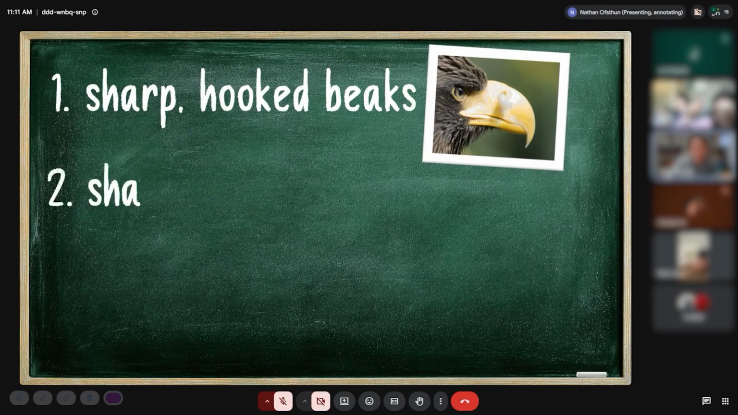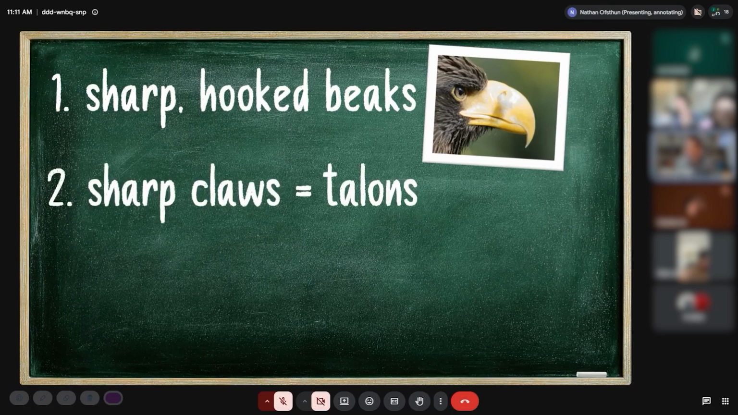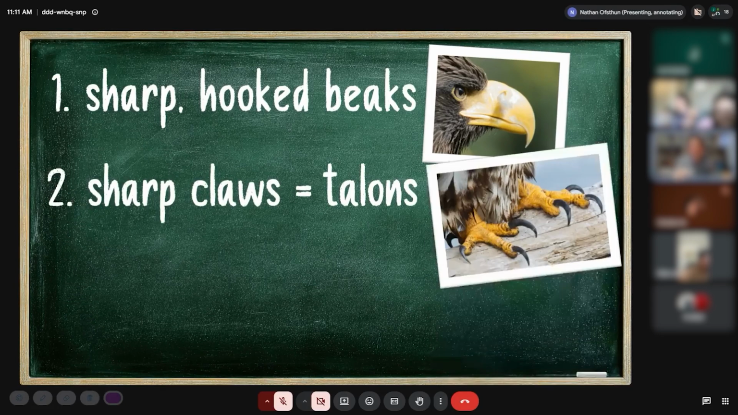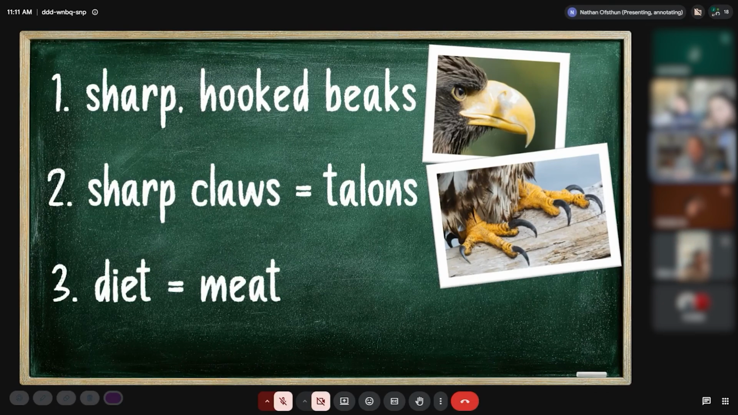And secondly, they also have sharp claws called talons. So here's an example of another bird of prey that has very sharp claws, which we call talons. So everyone can take their fingers and make their sharp claws. And these two features, both of which are sharp, their beaks and their feet, are very important, because the third feature of what makes a bird of prey is the fact that their diet revolves entirely around meat.